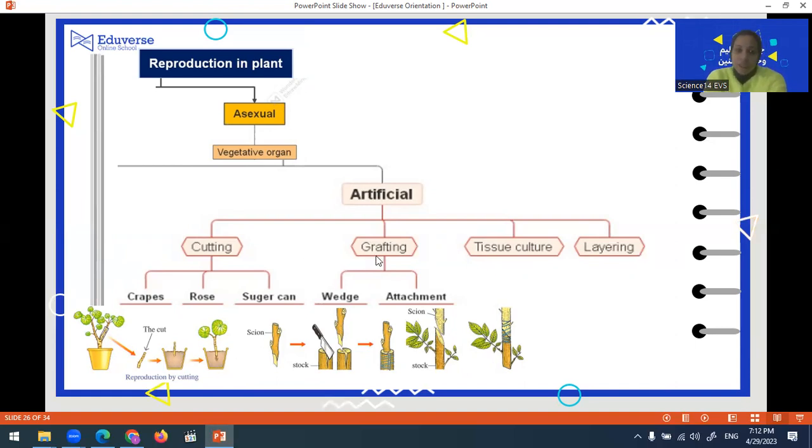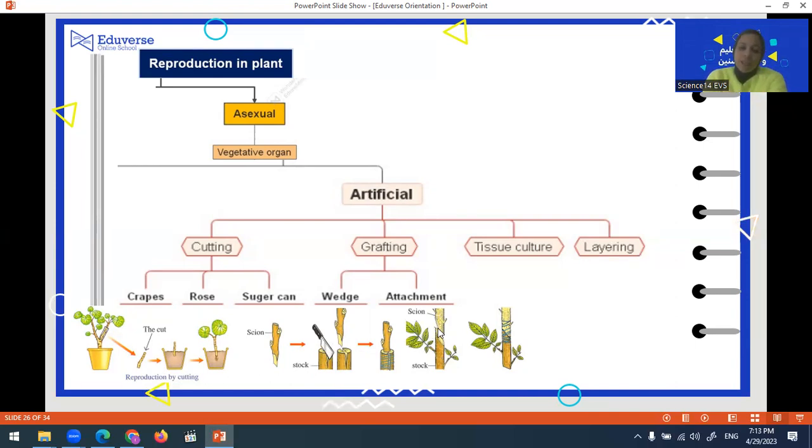What about the grafting? Grafting is the way that we can take the scion from a plant and put it inside the cleft we made on the stalk of another plant. We can put them together, tie them together, and this is the grafting by wedge. And what about the grafting by attachment? It's taking the scion also from another plant and tying it to the stalk of the main plant already present inside the soil.